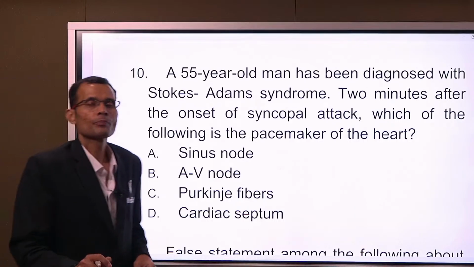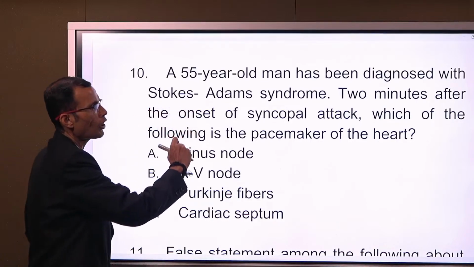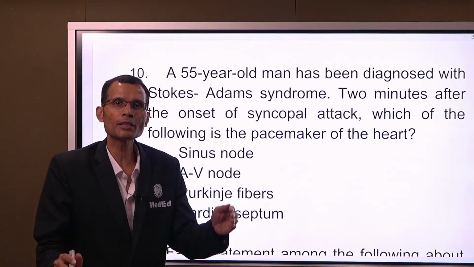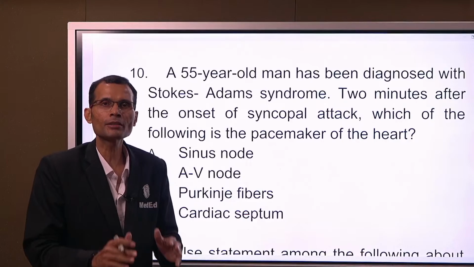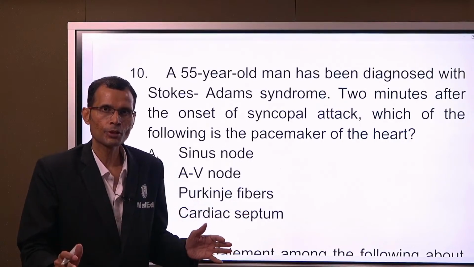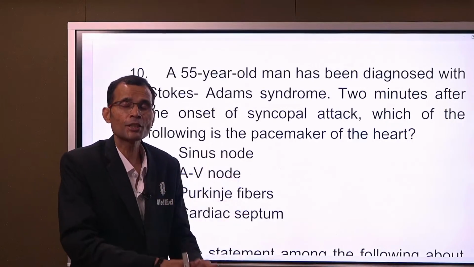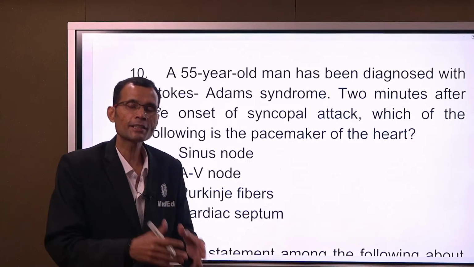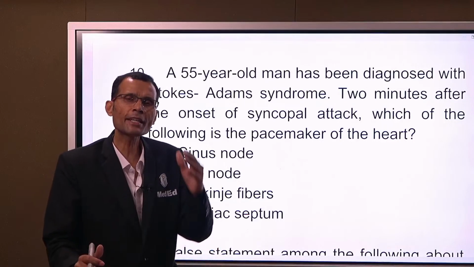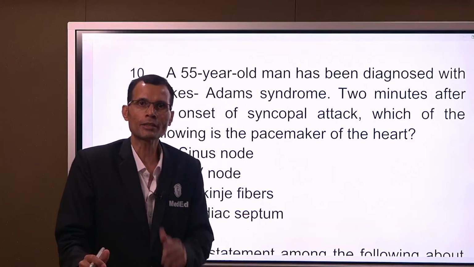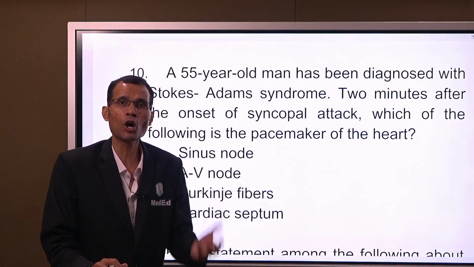Stokes-Adams syndrome means what? Let's say there is complete heart block. If there is complete heart block, then no impulse from the SA node reaches the ventricle. Every impulse stops at the AV node. That is complete heart block. But there is Purkinje fiber in the ventricle, and this Purkinje fiber has the potential to become the pacemaker. But it takes a certain time to become the pacemaker. Imagine no impulse is reaching the ventricles. Ventricles have become quiescent, they have stopped.